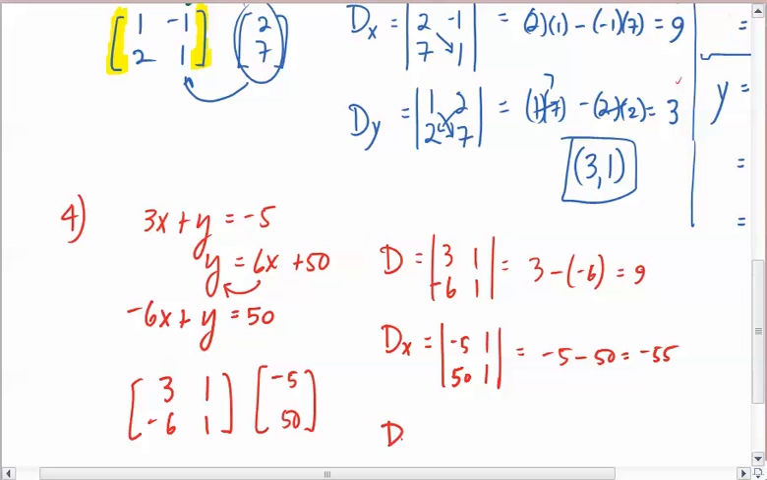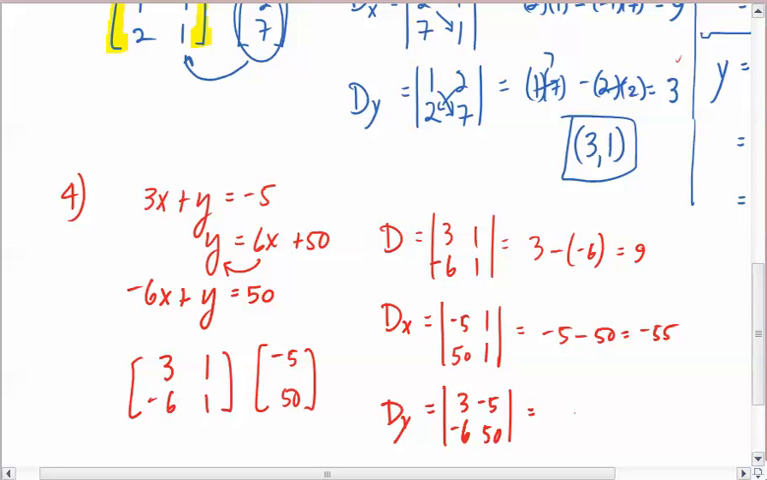Okay. dy is, let's see here, that's going to be, I keep the x column and I substitute this for the y. Alright, so let's see what this one is and finish this up quickly. So we have 150, that's this times this, minus negative 5 times negative 6. So that's going to be a positive 30. So 150 minus 30 is 120.